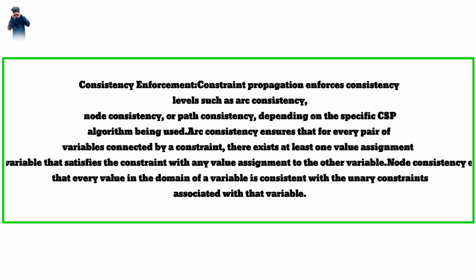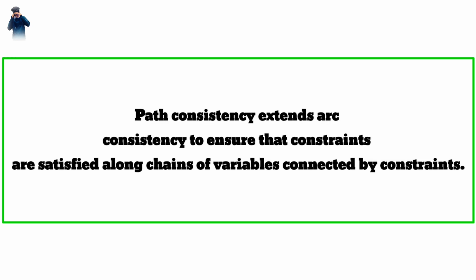Node consistency ensures that every value in the domain of a variable is consistent with the unary constraints associated with that variable. Path consistency extends arc consistency to ensure that constraints are satisfied along chains of variables connected by constraints.